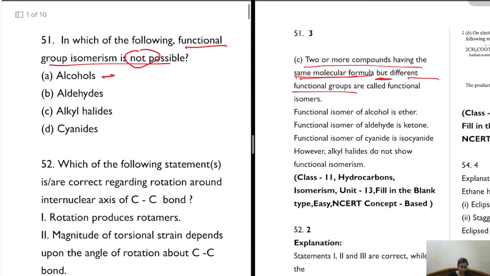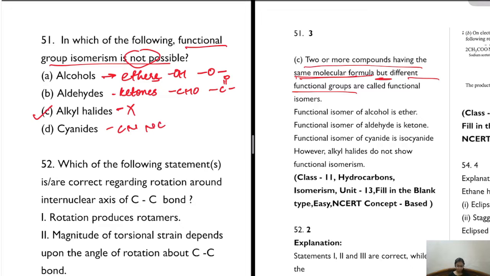For alcohols, we can have ethers, OH and O. For aldehydes, we can have ketones, CHO and C double bond O. For alkyl halides, we cannot have any functional group isomers. Why? Because it is just an alkyl halide. Anywhere we change the position of the halide, it will remain an alkyl halide only. So this would be the correct answer. And for cyanide, we have isocyanide, for CN we have NC. So the correct answer is alkyl halide.